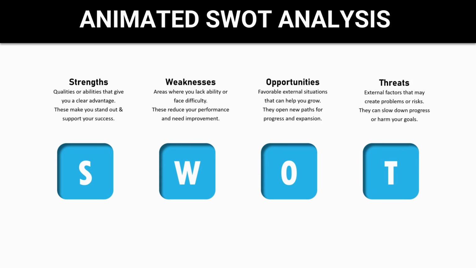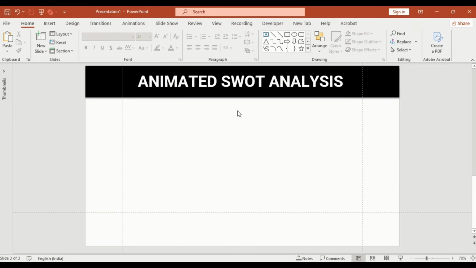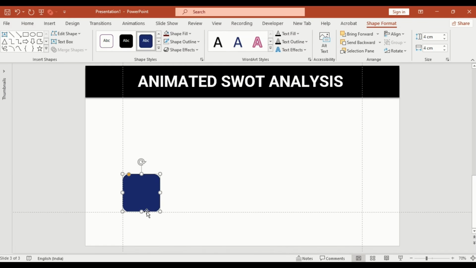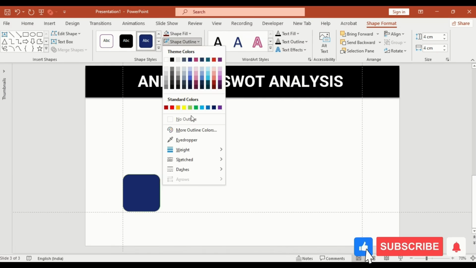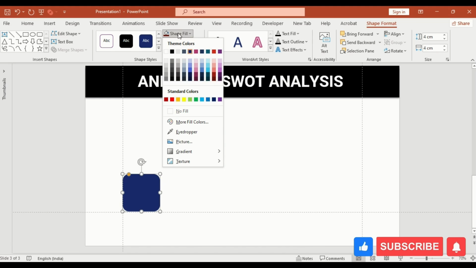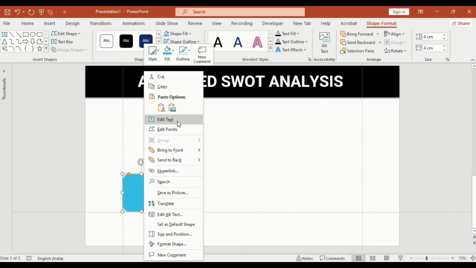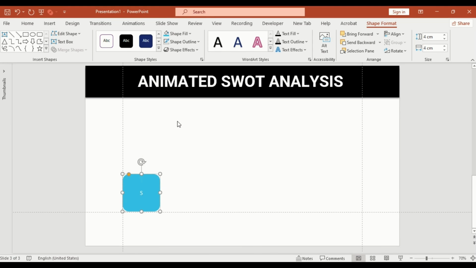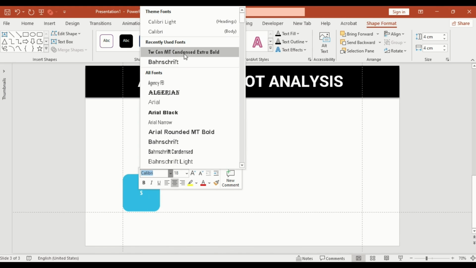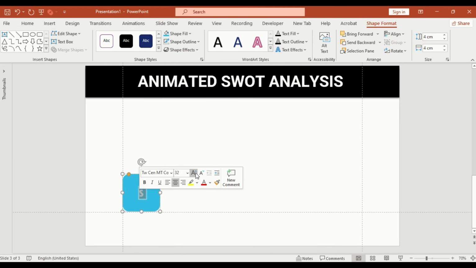Alright, let's start. First, insert a round rectangle and drag it to the size of a button. Remove the shape outline and pick color from shape fill. Right click the shape, select edit text and type S. Change the font and increase the size so the button looks bold and clear.